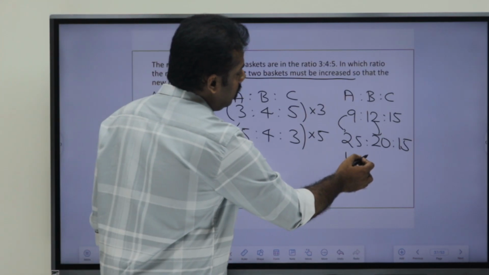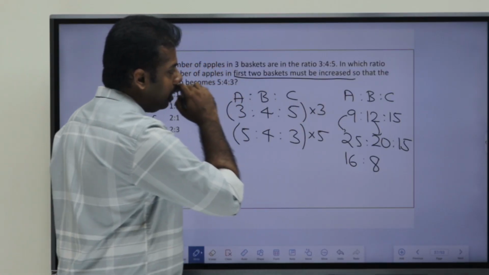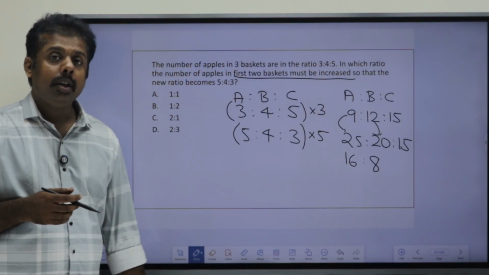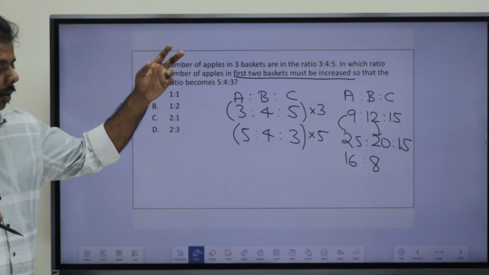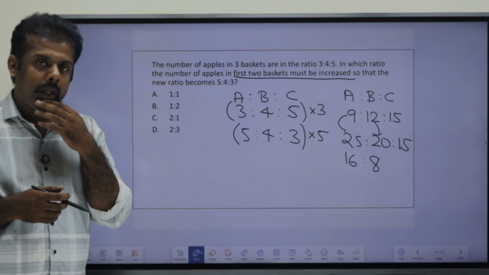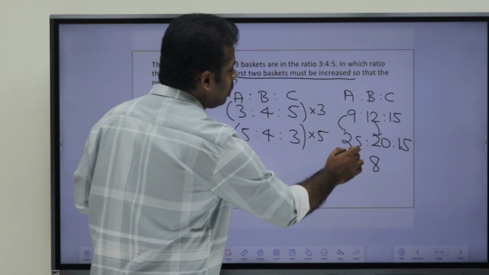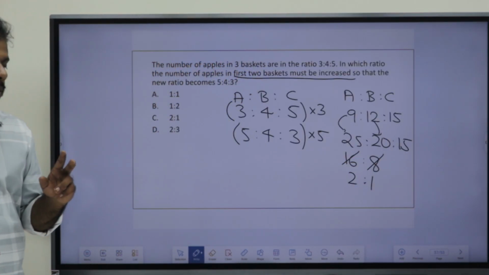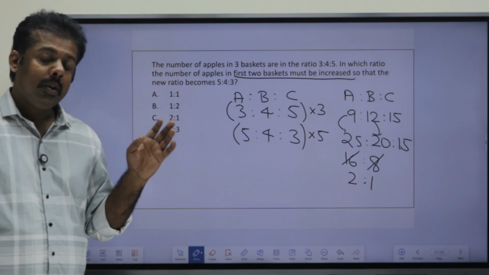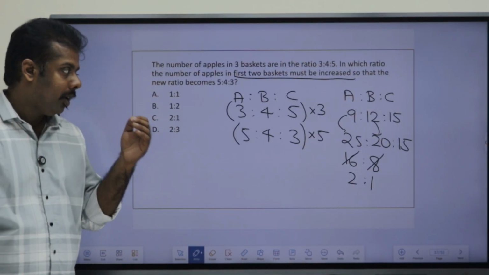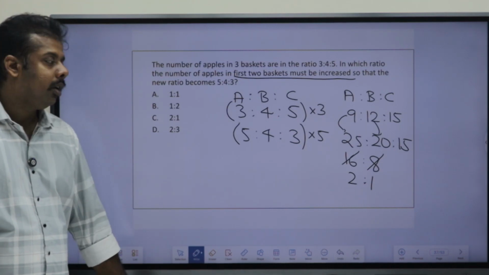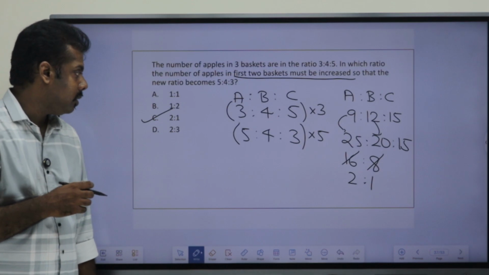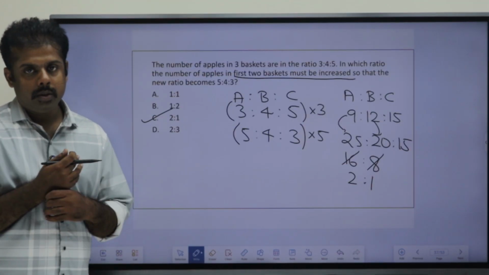8. Okay. So, we can say that in case of A, the ratio has increased by 16, in case of B, the ratio has increased by 8. So, we can say there is an increase of 16:8. Now, if we simplify this, we get the answer as 2:1. So, we can say in the first 2 baskets, the number of apples has increased in the ratio of 2:1. Okay, so we can mark our answer as option C, that is 2:1.